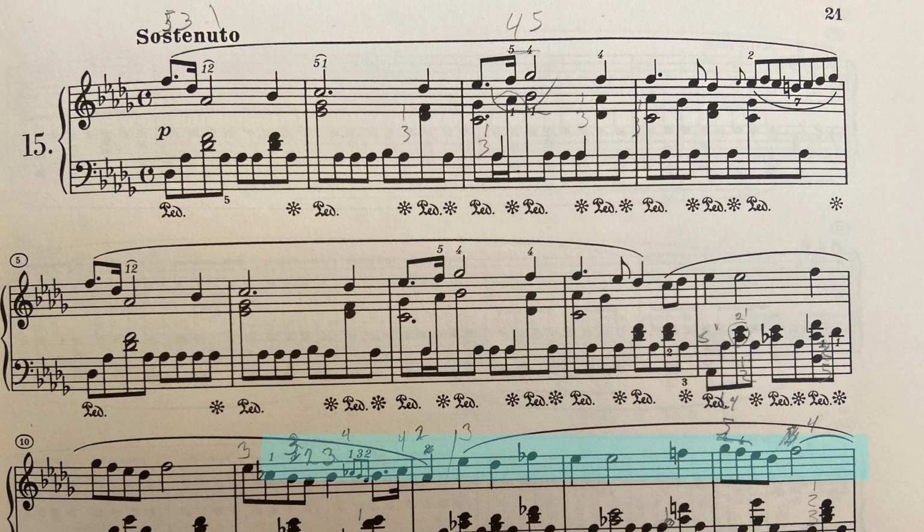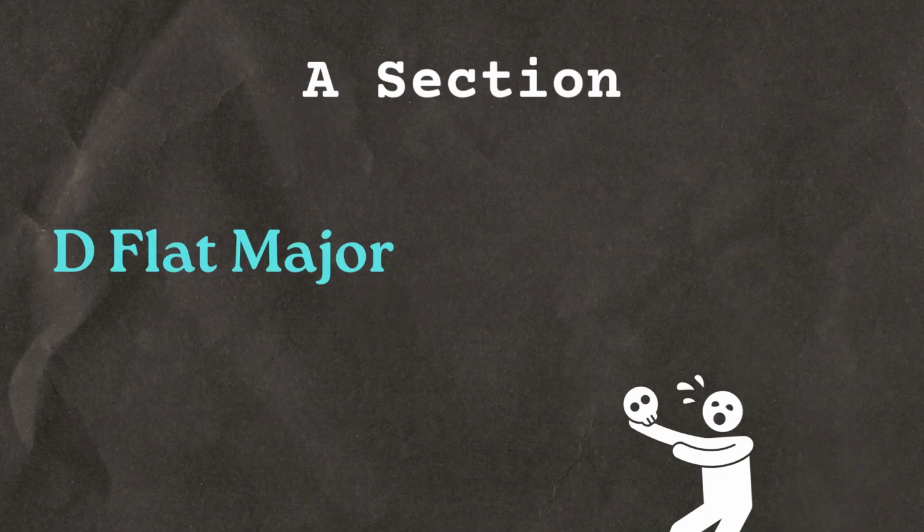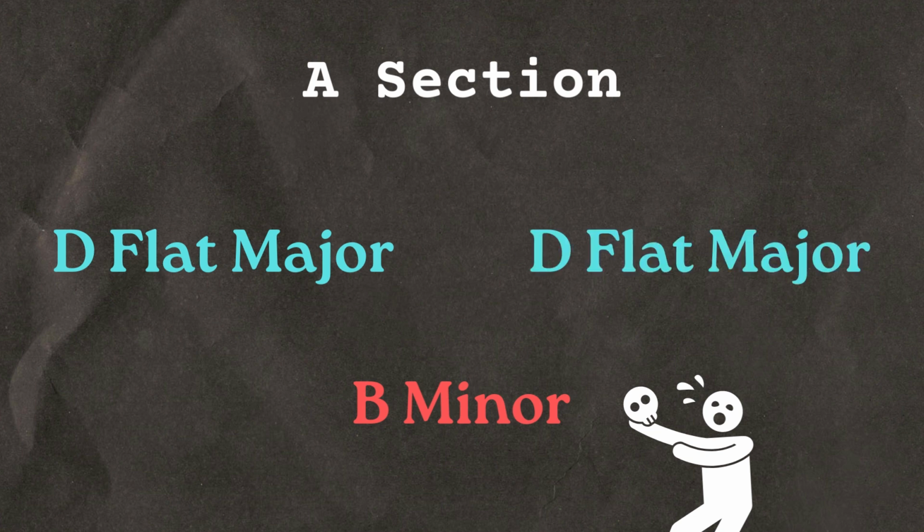In the A section, he gives us a hint of where it might go when he momentarily modulates to B minor. He's pulling the harmony to a distant key, yet that cloud seems to go away after a few bars of more dramatic sounds and it gets back to D flat major.